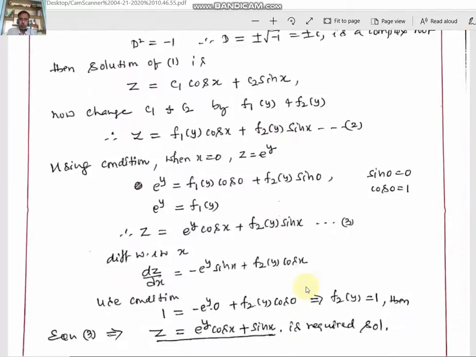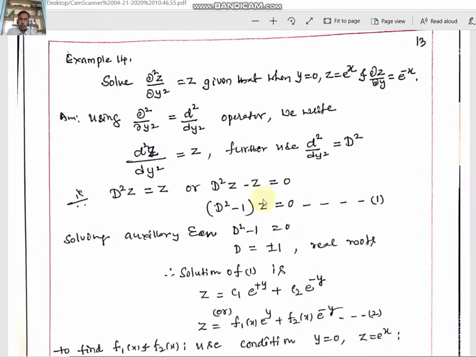And one more example, we will follow the same method. It is also a second order PDE. Dou square z by dou y square is equal to z. Given conditions are when y is 0, z is equal to e power x and dou z by dou y is equal to e power minus x. So again we follow the same method.